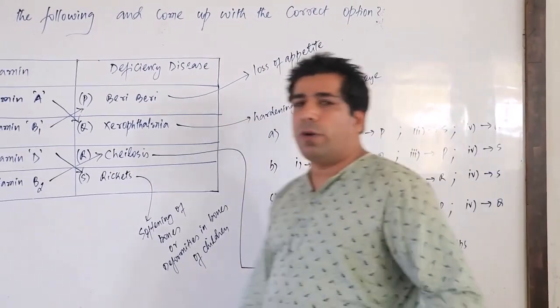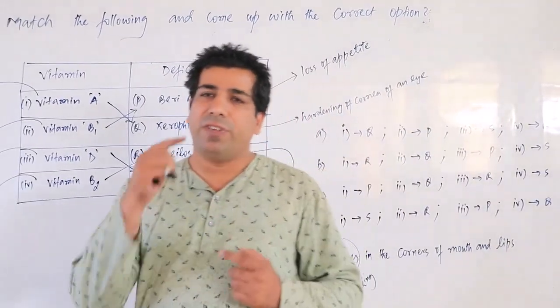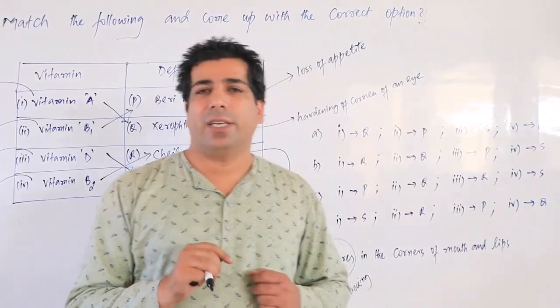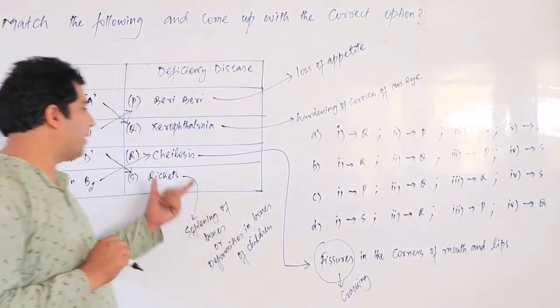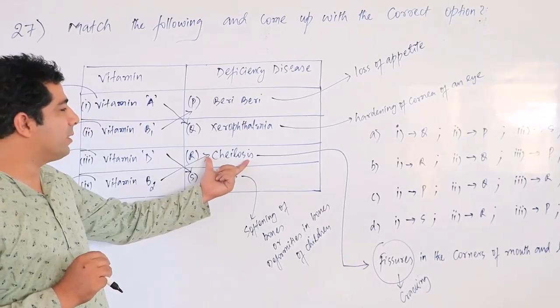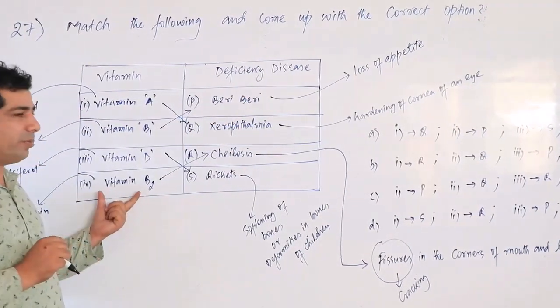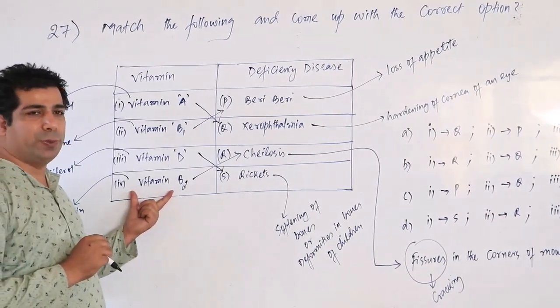The corners of your mouth will have fissures and cracks in them, and the lips will also get cracks in them. So it's because of cheilosis. And the cheilosis disease is basically a deficiency disease. It's because of the deficiency of vitamin B2.